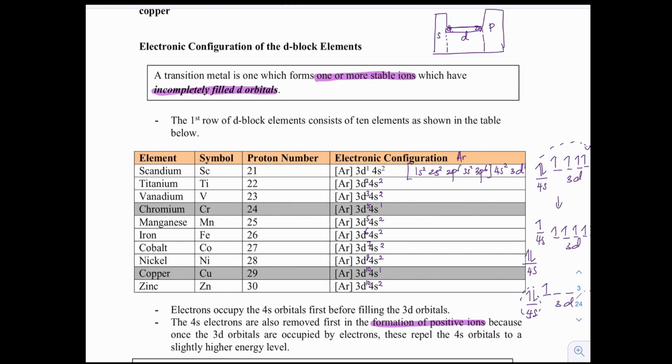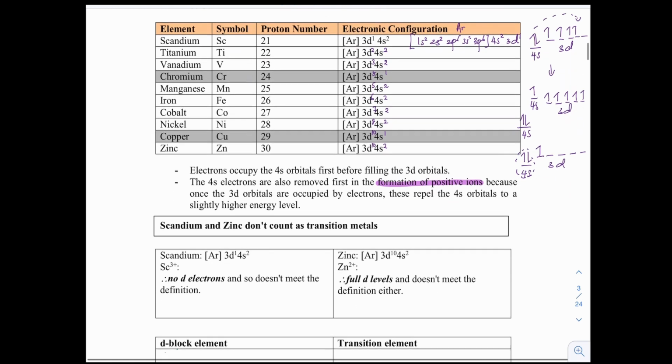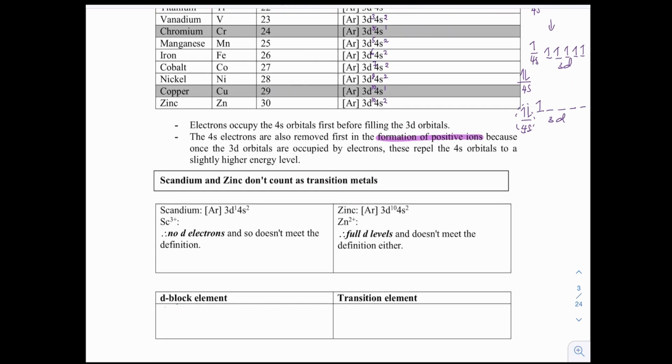Okay, now let's look at the example. Just now I mentioned that the first row of the D block elements consists of the first 10 elements, which is this. However, scandium and zinc, although they are in the first row of the D block elements, don't count as transition metals. Let's take a look at the electronic configuration.